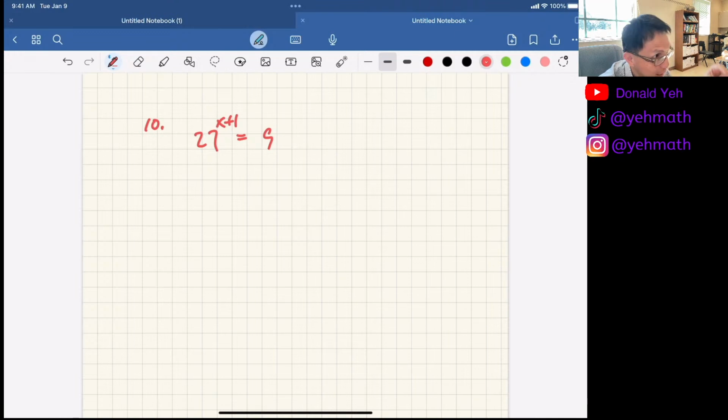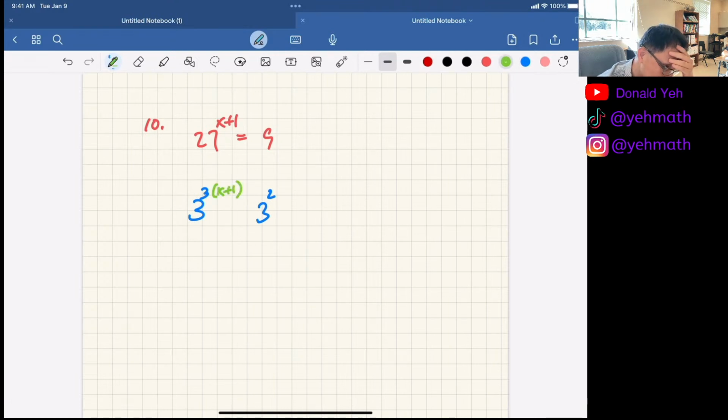So 27 and 9 obviously don't have the same base, but can you make them the same base? Yeah. What will be the base? 3. So this 27 becomes 3 to the third, and this 9 becomes 3 to the second. Now, this one's going to be x plus 1.